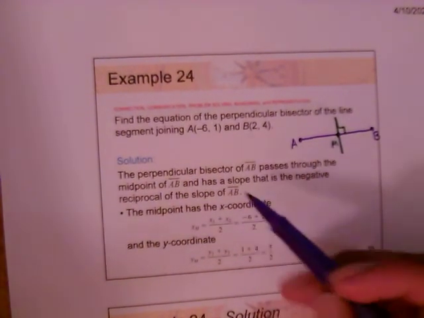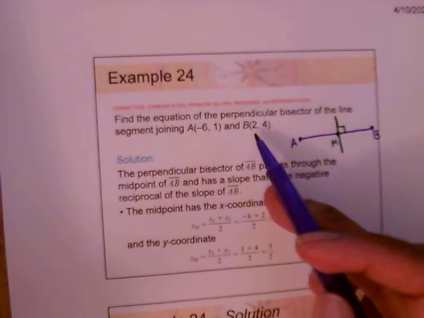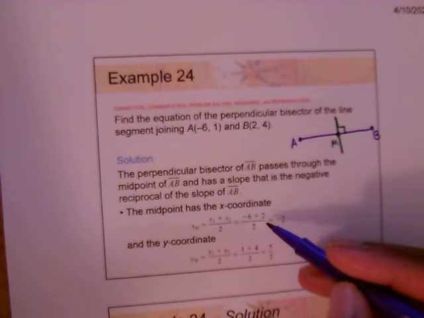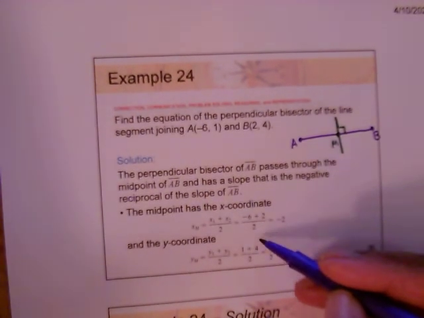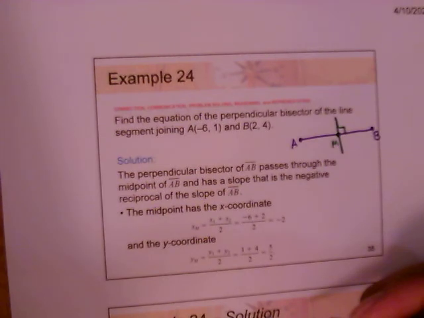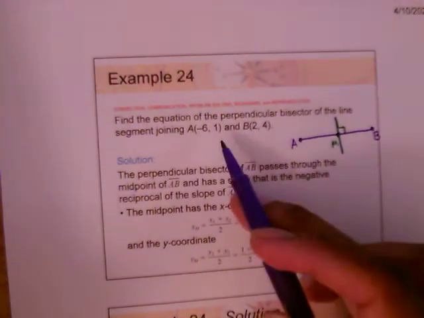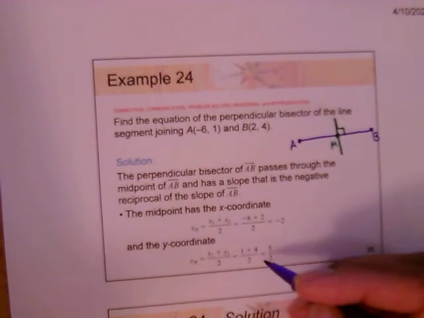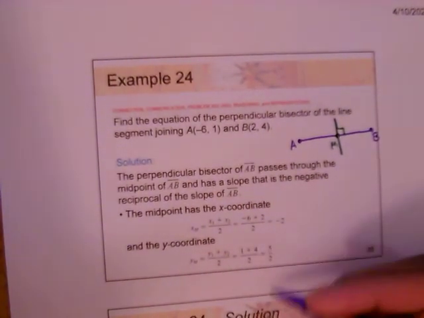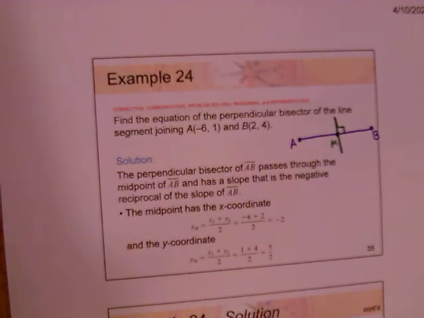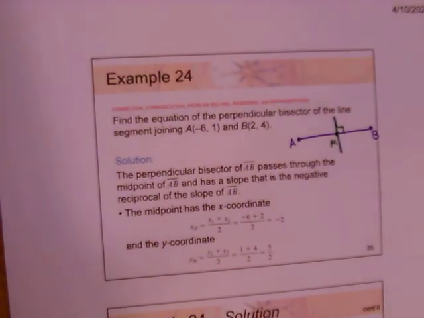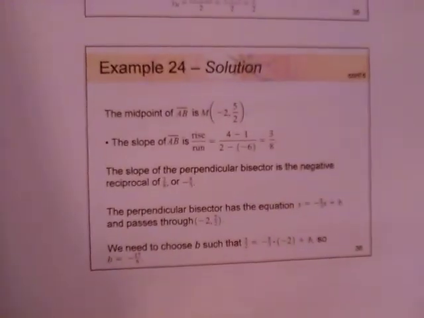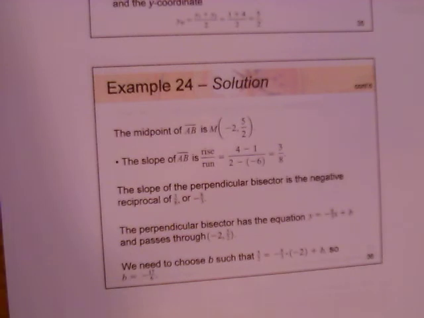So for the x-coordinate, we add negative 6 and 2. Those are the sum of the two x-coordinates here. Negative 6 plus 2, x1 plus x2, that's negative 4, divided by 2 will give you negative 2. And then the y-coordinate, we add the two y-coordinates of A and B, 1 plus 4. That would be 5. 5 divided by 2 would be 5/2. So the midpoint would be the ordered pair, negative 2 and 5/2.